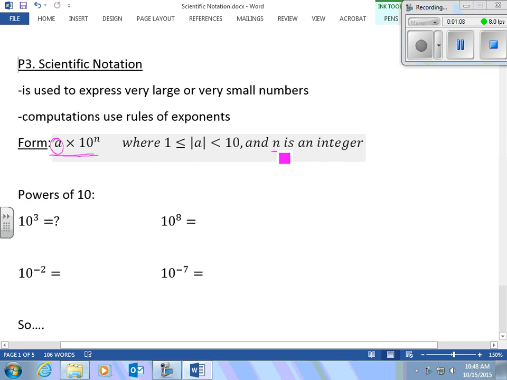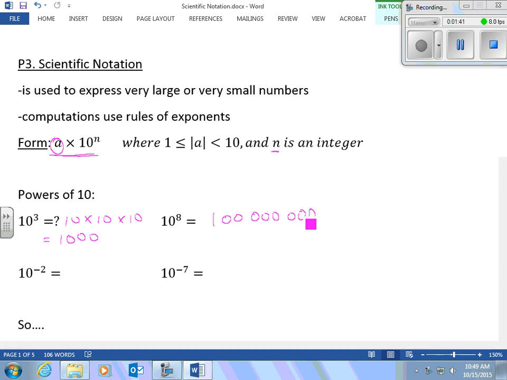So let's look at some of the powers of 10. 10 cubed is, recall, 10 times 10 times 10, so it's 1,000. And a little trick that a lot of students use to remember these is that the exponent gives you the number of zeros on the 1. So 10 to the power of 8 will be a 1 with 8 zeros behind it. 1, 2, 3, 4, 5, 6, 7, 8. 8 zeros. Okay, but what about the negative exponents?